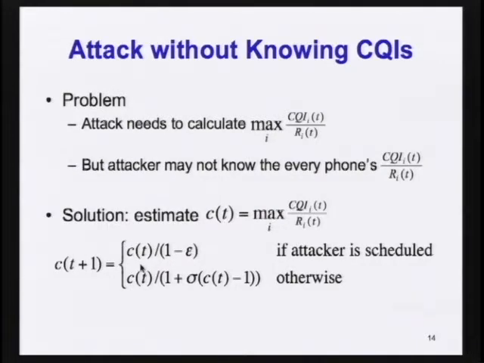So this is based on the intuition that if the attacker is scheduled, then all the other cell phones are not scheduled. Which means that the throughput of all the other cell phones will decrease because they're not scheduled. So therefore, that ratio will increase by a constant factor. Okay, so that's the intuition behind this. However, if the cell phone is not scheduled, then we modify the maximum ratio by this. I won't go into detail of how we arrived at this.